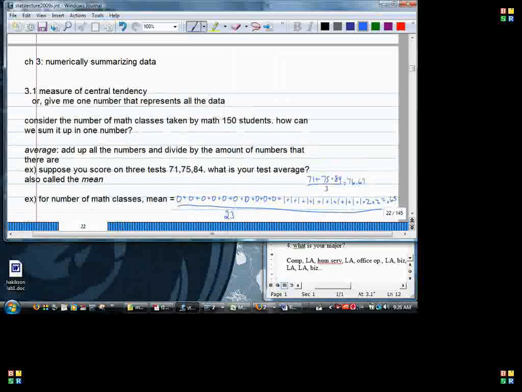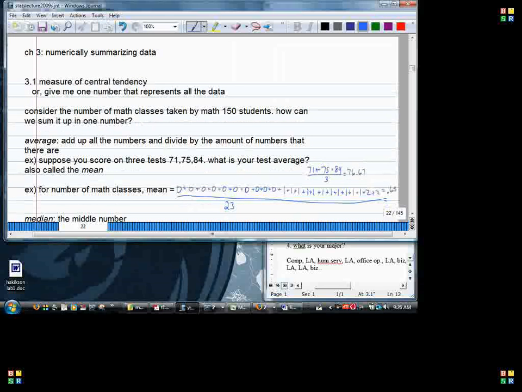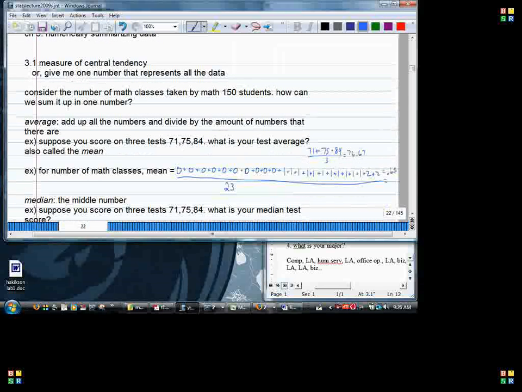But the mean is not the only number that we can use to say that here's one number that represents all the data, or a measure of central tendency. Another one that you may have heard of is the median. So the median, its nickname is the middle number. Now to give you a simple example, suppose you score on 3 tests 71, 75, 84. What's your median score? 75.